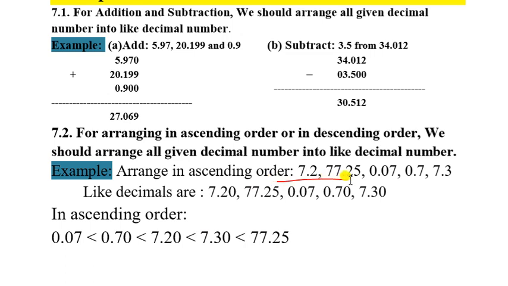Arrange in ascending order 7.2, 77.25, 0.07 and 0.7 and 7.3. They are not present in like decimal number, so we have to convert into like decimal first.